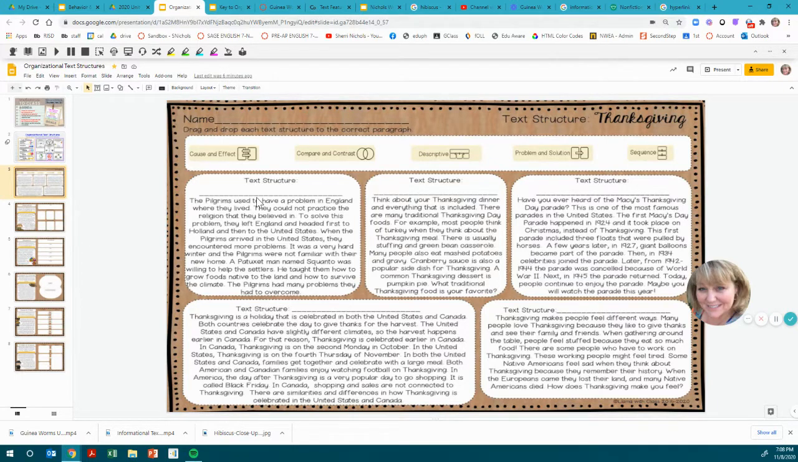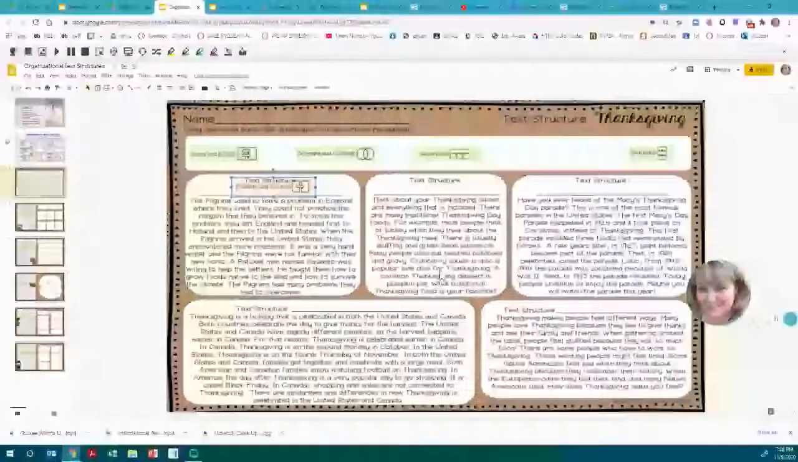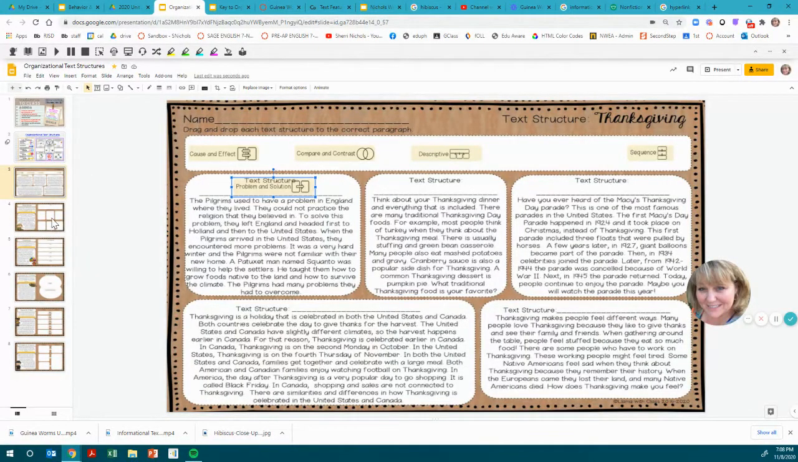So definitely, what you do is take this and move it over. Problem and solution. And you'll do that for the rest of these. Be sure and read these carefully. It's not a race. This is about organizational text structures, but it's also reading for detail, which is how you figure out the organizational text structures. This is a very important concept to know and know how to use.